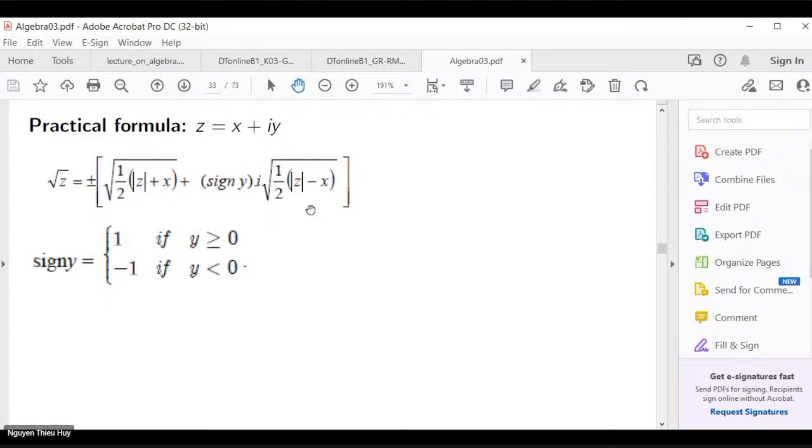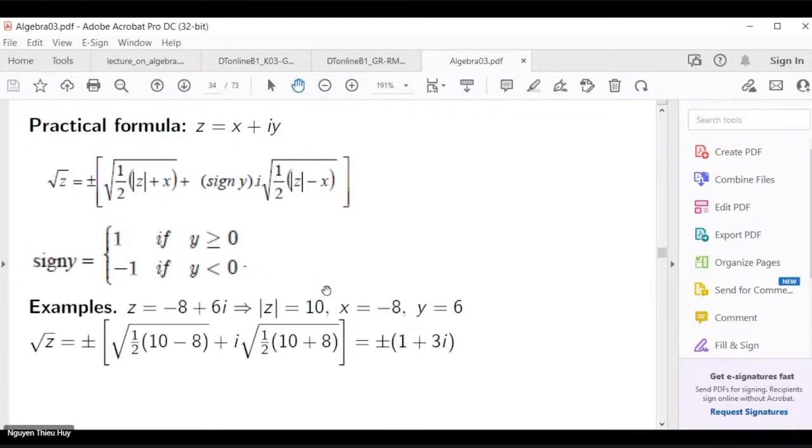The proof is easy because you just take the square of that. Then after some easy computation, you obtain again x plus iy after you raise to the power 2. You can try, as homework, to prove that when you raise to the power 2, so you take the square of that term, you obtain x plus iy. Let's do it at home. It's not so difficult. This is a computation.